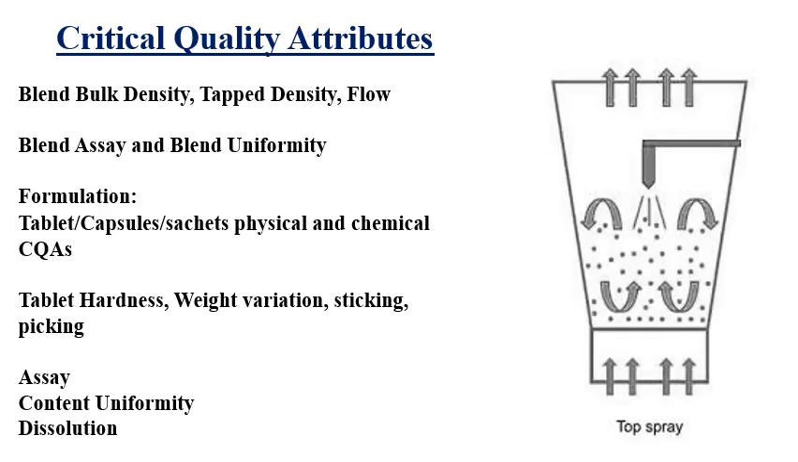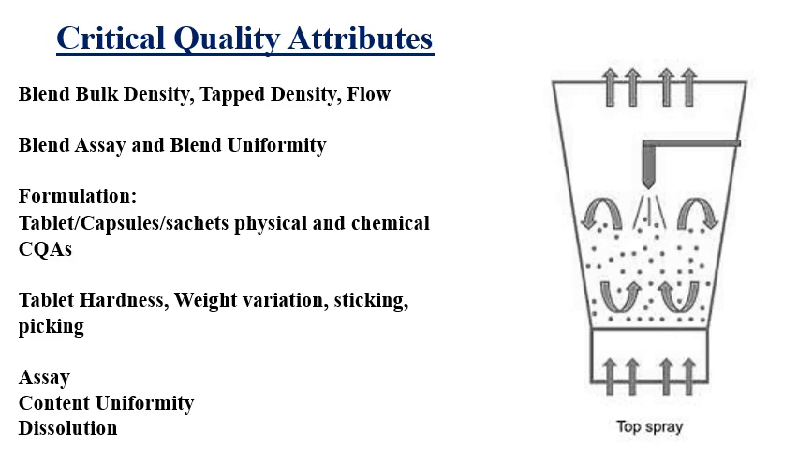Coming to the critical quality attributes. The critical quality attributes will be first for the granules, then for the lubricated blend, and then for the final product, which may be tablet or capsules or sachets. Bulk density, tapped density, flow properties: these are the critical quality attributes of granules. Blend assay and blend uniformity for the lubricated blend. Then if you are using this blend for tablets or capsules or sachets, the physical and chemical attributes of the formulations will get impacted.